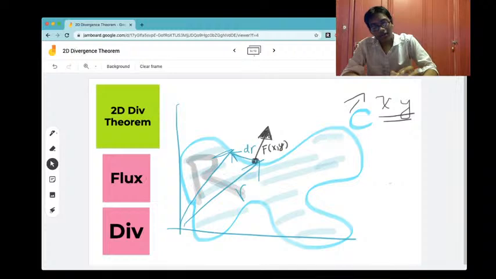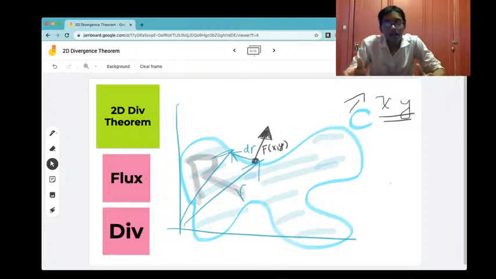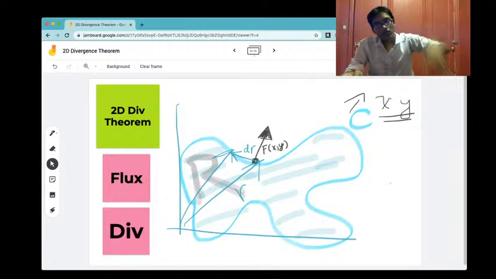But back to the original point of flux. If we're walking along the boundary of this curve, if we're walking along C, what should I notice?